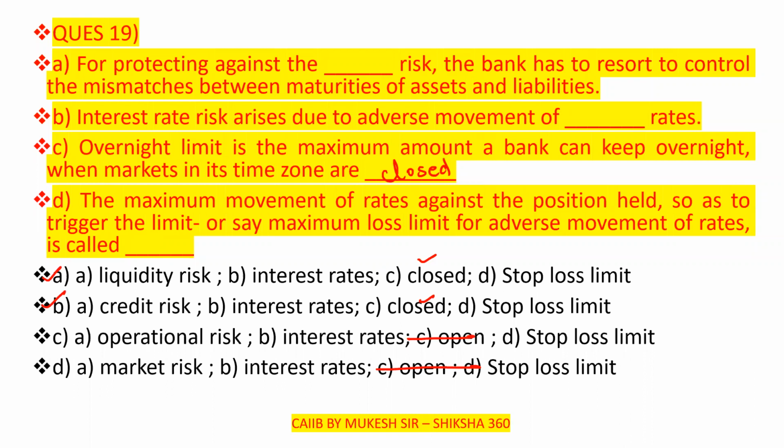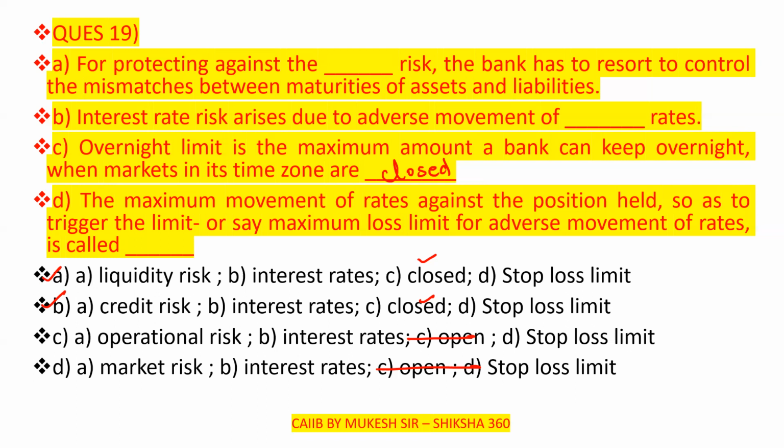The maximum movement of rates against the position held so as to trigger the limit or maximum loss limit for adverse movement of rates, clear. Basically we know that the price of a share can continuously go down, so we have to save ourselves. This is the maximum loss which we can bear.